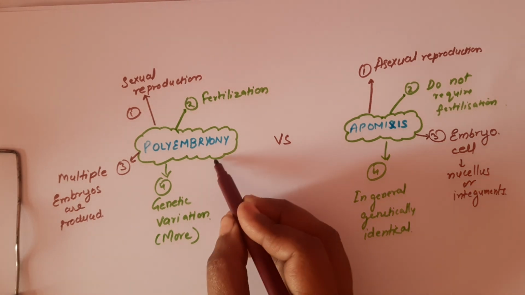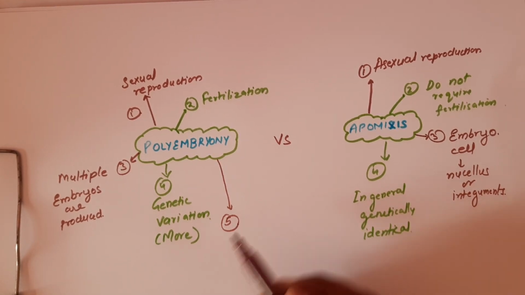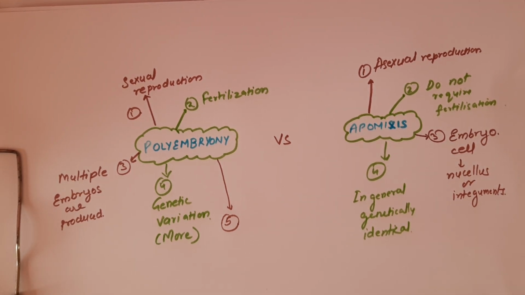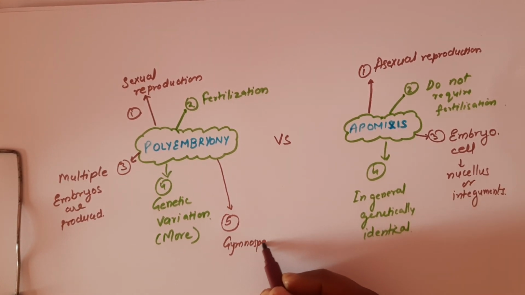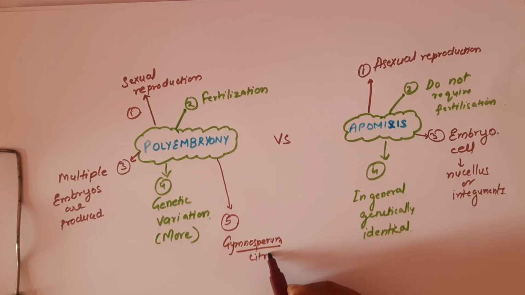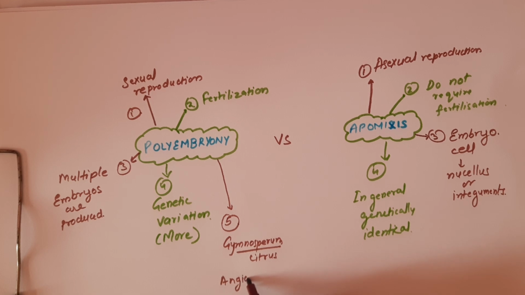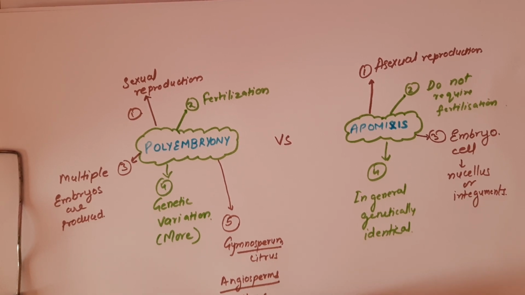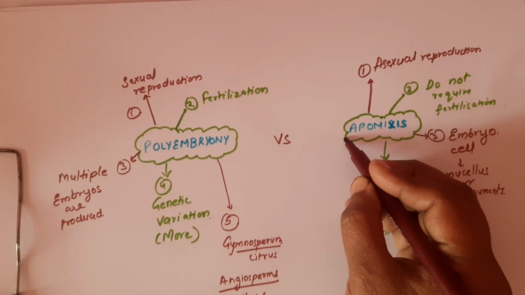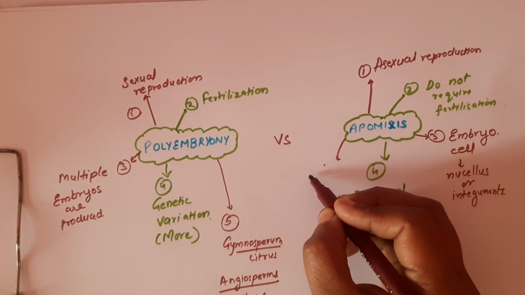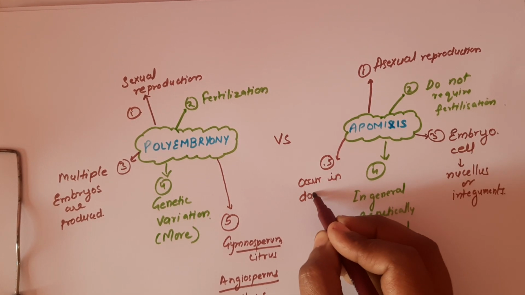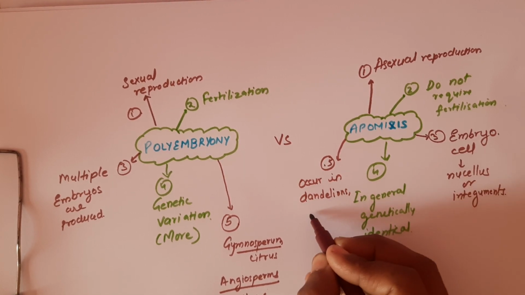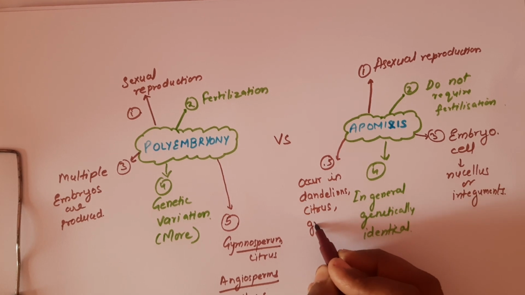Now the fifth difference is where they happen. Polyembryony occurs in gymnosperms, and we can give an example like citrus. And if we are talking about angiosperms, the flowering plants, then polyembryony is observed in citrus as well as in mango. And if we talk about apomixis, this is the fifth point, it occurs in a few species, like dandelions, citrus, and also in the grasses.